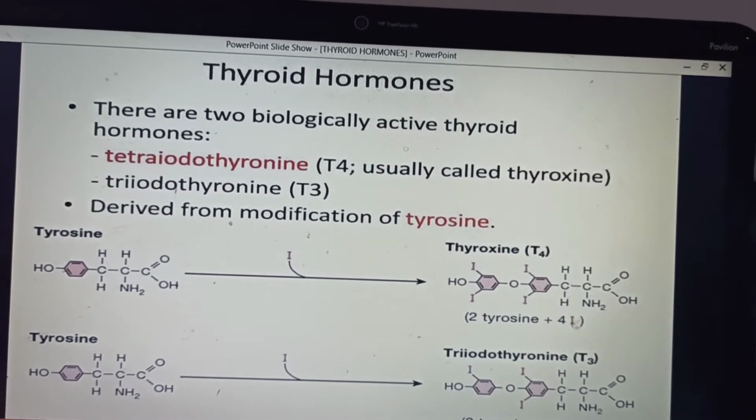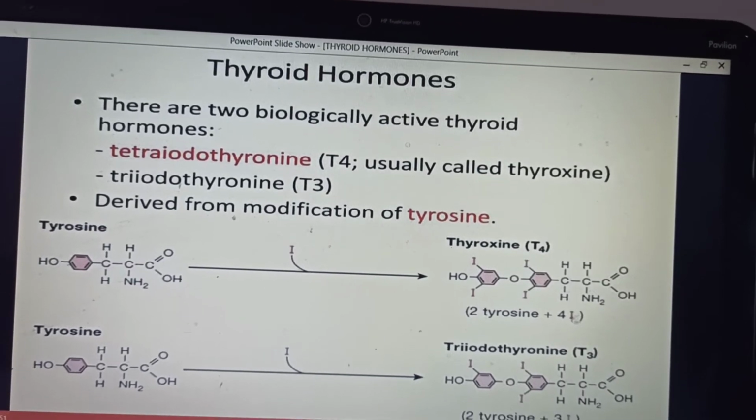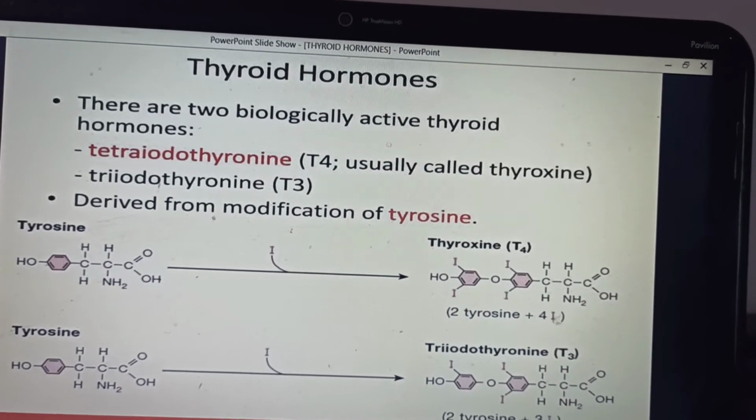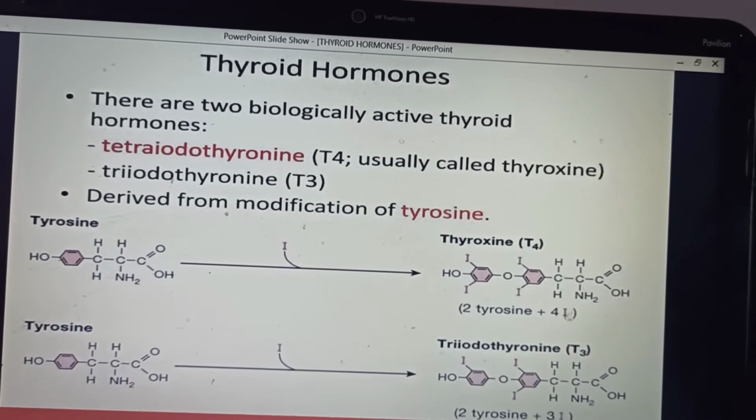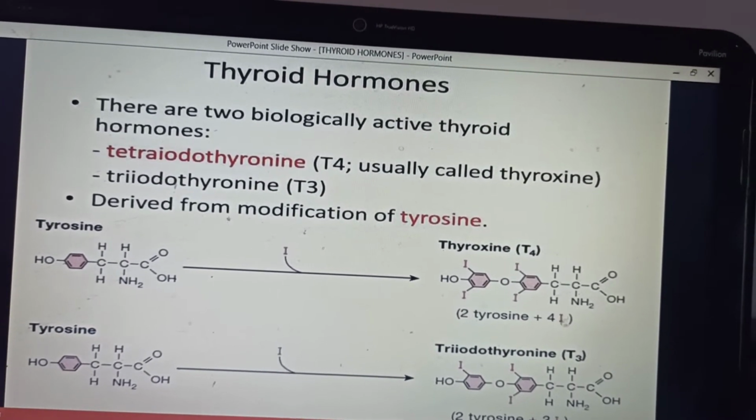There are two biologically active thyroid hormones. One is tetraiodothyronine, that is T4, also known as thyroxine, and another is triiodothyronine, that is T3. Both are derived from tyrosine.